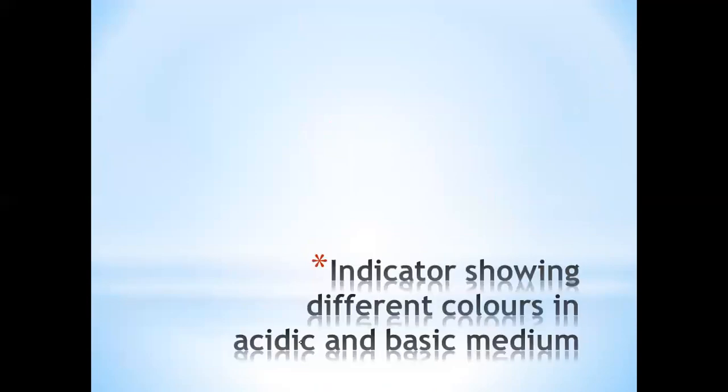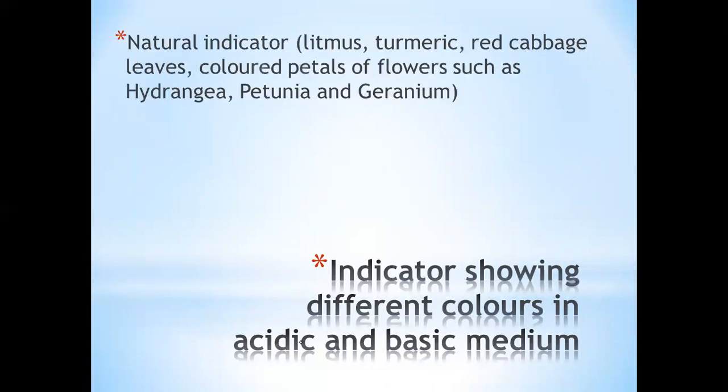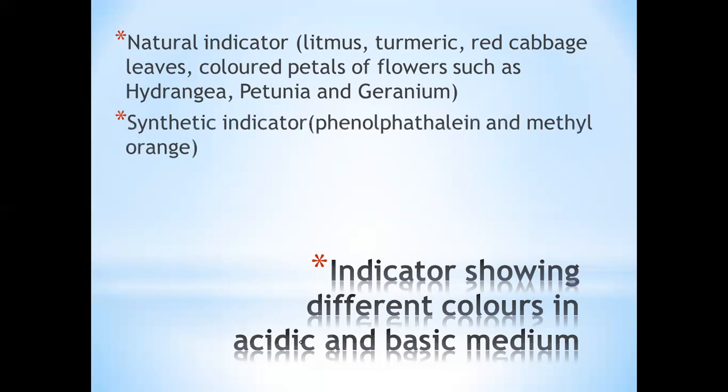Indicators showing different colors in acidic and basic medium are natural indicators, that are litmus, turmeric, red cabbage leaf, petals of hydrangea, petunia, and geranium. Synthetic indicators, man-made indicators, for example, phenolphthalein and methyl orange.